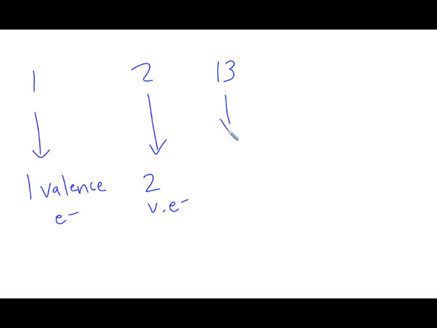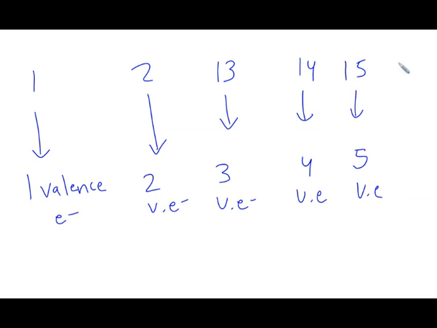If something's found in group 13, it has three outer electrons. Group 14 has four outer electrons. Group 15 has five outer electrons. Group 16 has six outer electrons. Group 17 has seven outer electrons. And if something is found in group 18, it has eight valence electrons.